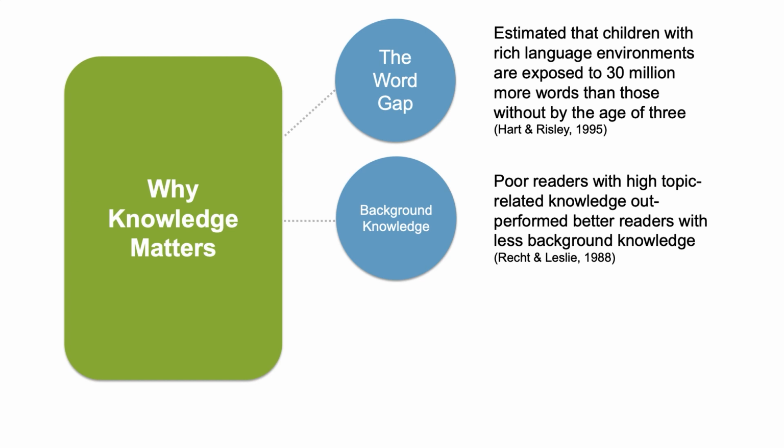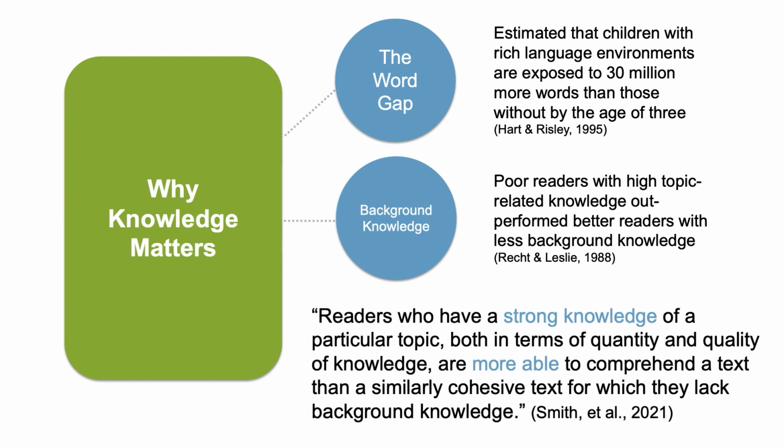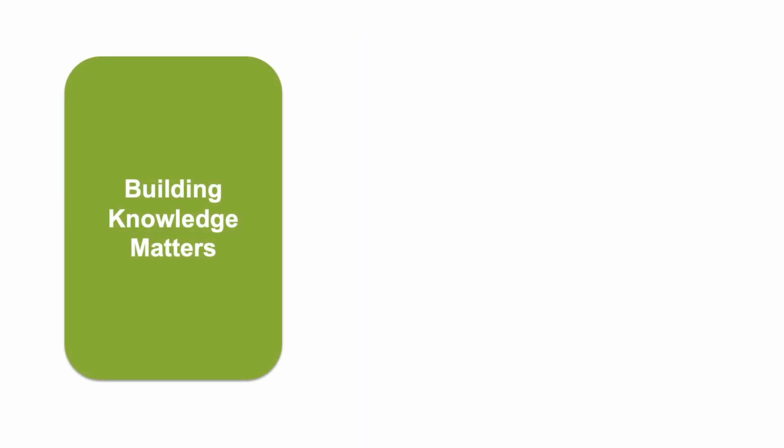Recent research from Smith and colleagues in 2021 looked at 22 studies regarding background knowledge and reading comprehension in children aged 6 through 12. They concluded that, quote, readers who have a strong knowledge of a particular topic, both in terms of quantity and quality of knowledge, are more able to comprehend a text than a similarly cohesive text for which they lack background knowledge, end quote. Knowledge and rich vocabulary develop through increased opportunities and exposures, primarily through text interactions and rich conversation. Lack of background knowledge also negatively impacts complex comprehension skills like inferencing and predicting.